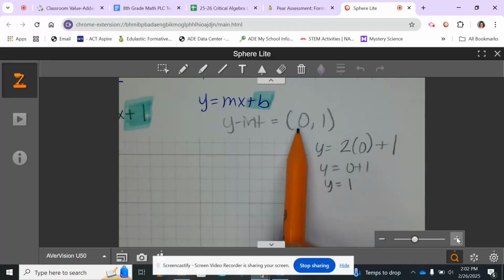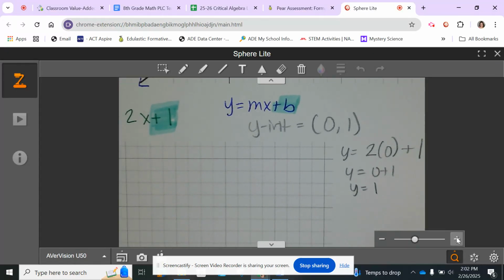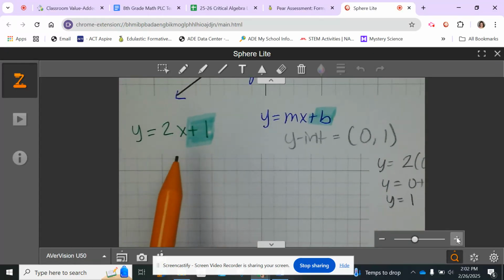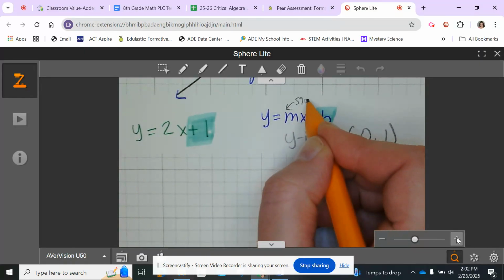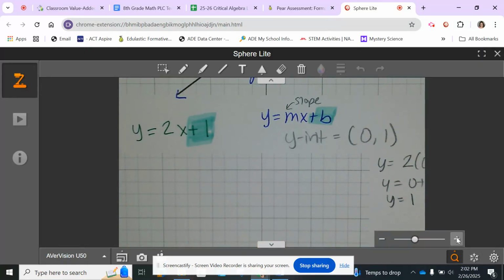So when x is 0, y is 1. Okay? Well, we didn't have to do that because it's already in slope-intercept form. But if this is our slope, we could graph it. But what happens sometimes is when we use the y-intercept to graph and then we use our slope to find another point, that x-intercept may be a fraction.